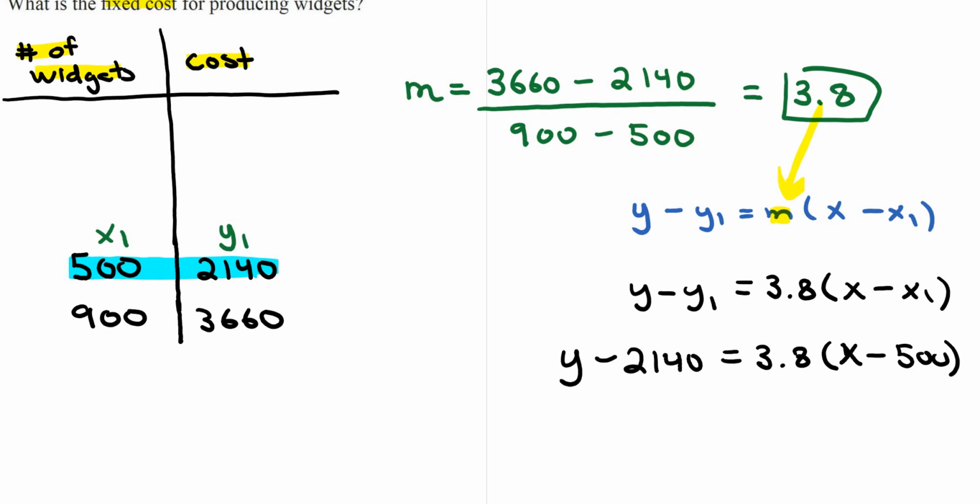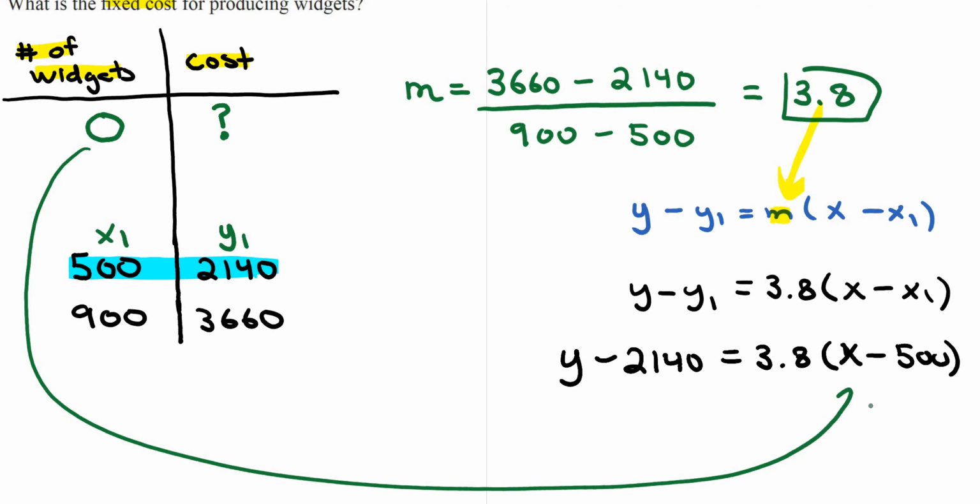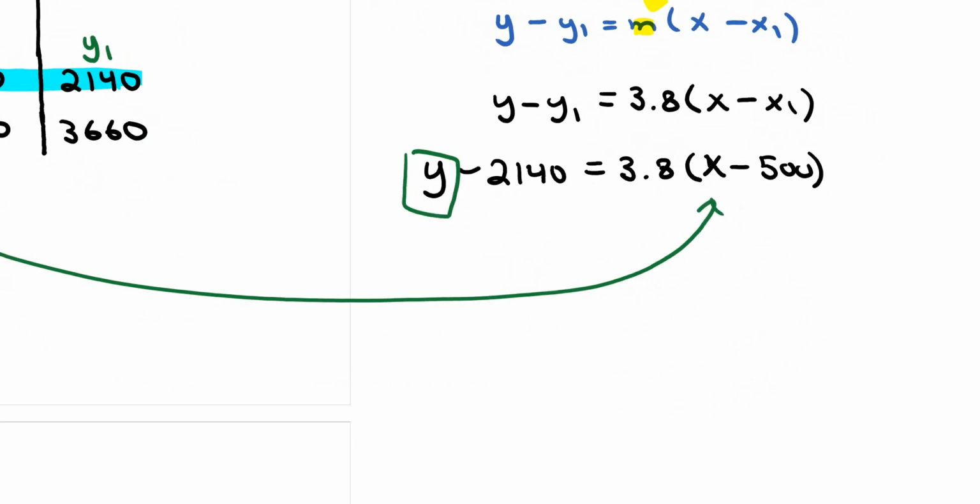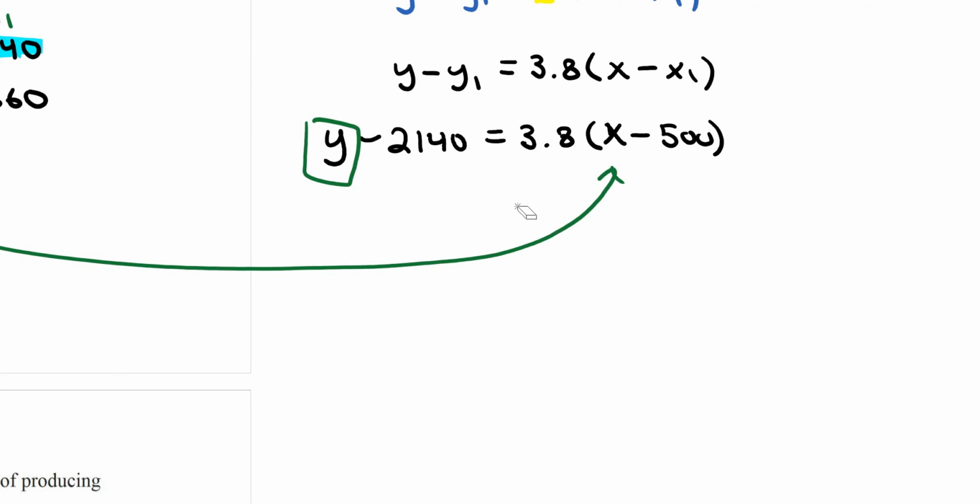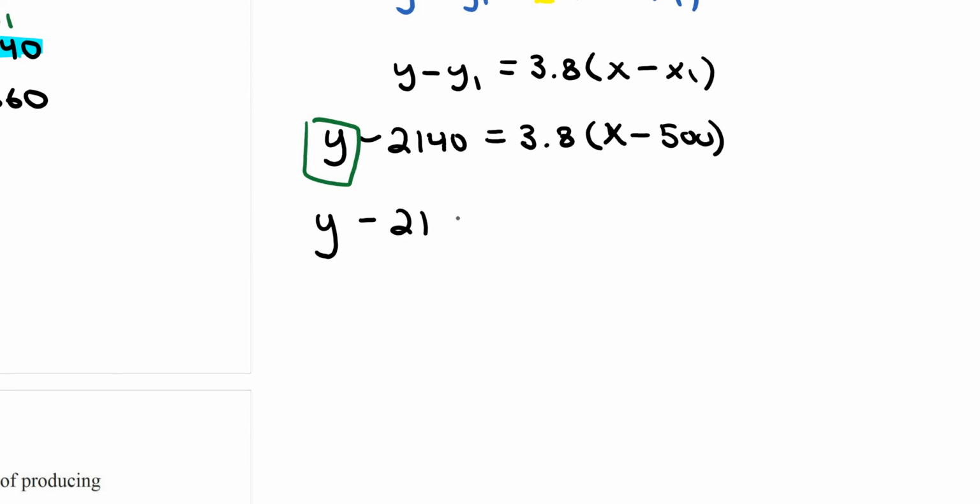And our goal is to figure out what the y-intercept is, right? So let's just say x is 0, and we want to figure out what the cost will be. So you can take the 0 and plug it in for that x and solve for this y. Let's quickly do that. So this would be y minus 2,140 equals 3.8 times 0 minus 500.